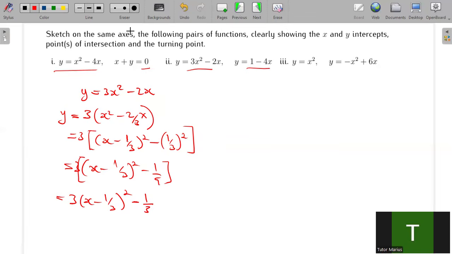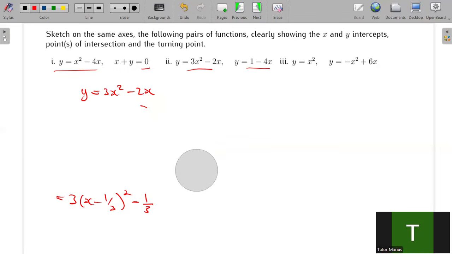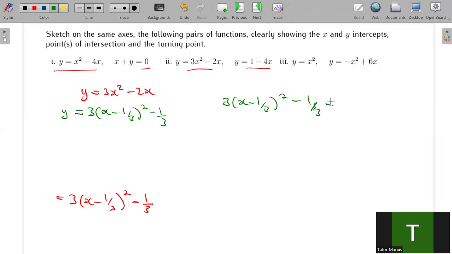Let me write it here, that we shall remain with y is equal to 3x minus 1 over 3, then squared, minus 1 over 3. So now, when y is 0, you're just going to have 3x minus 1 over 3 squared minus 1 over 3 is equal to 0. Taking the 1 over 3 the other side, that gives you 1 over 3.